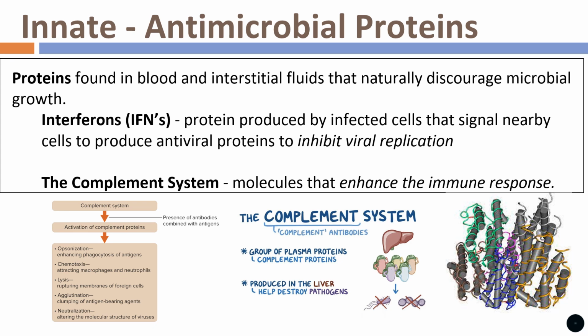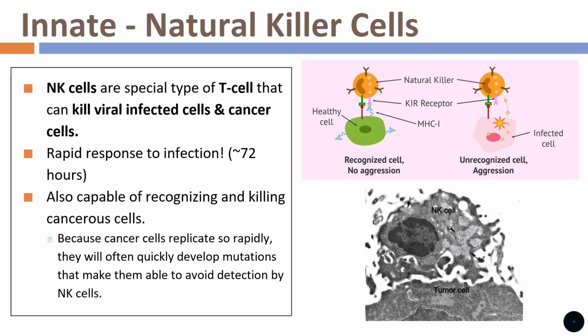And then we also have the complement system, and we'll talk a little bit more about what the complement system is, but these are going to be molecules that are going to enhance the immune response. It can attract macrophages, it can cause lysis, which is going to be rupturing of the cells. It can do a whole lot of things to neutralize these foreign invaders or pathogens. I should say, whenever you hear that word, foreign invaders, that means stuff that is not of the body that is infectious. So let's talk a little bit about natural killer cells.